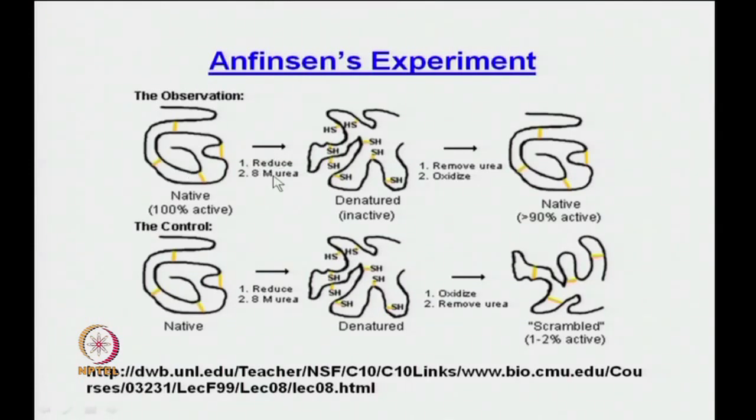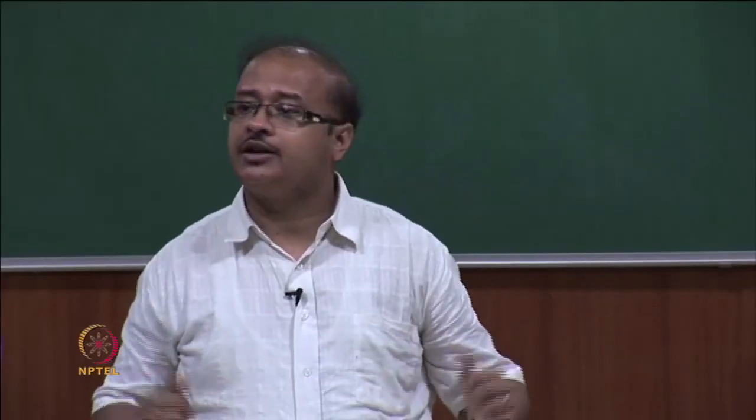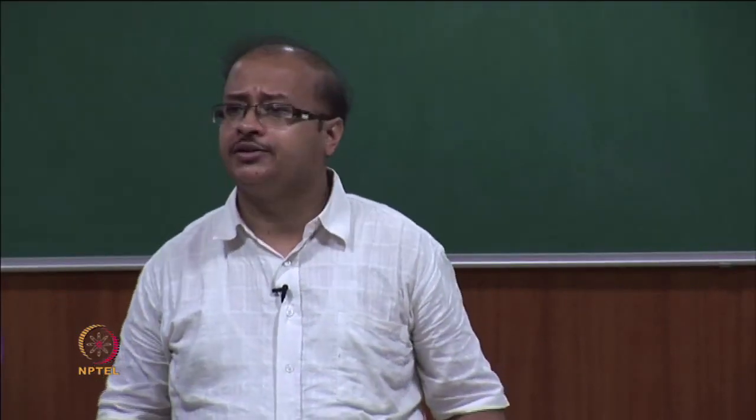Then you look at this arrow. So, this is the first experiment, he reduces it by a reducing agent, say beta mercaptoethanol, then he adds 8 molar urea, a chemical denaturant. So, you can see these 1, 2, 3, 4, 5, 6, 7, 8 SH groups. Now he removes the urea. Okay, so it says denatured, inactive, that means the protein is denatured, it does not have the active site intact, and hence it cannot act as an enzyme.